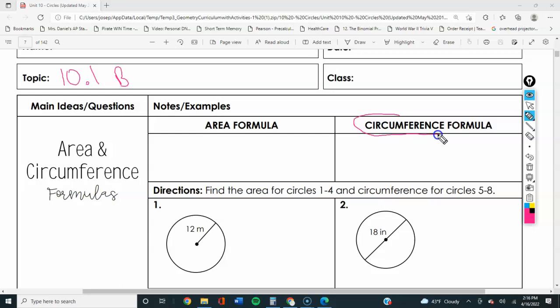I heard circumference was one of the knights at the round table.